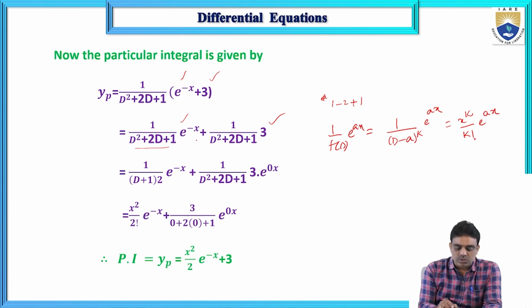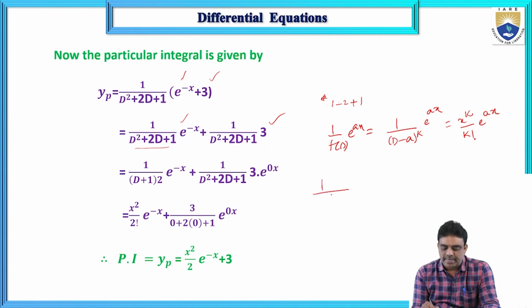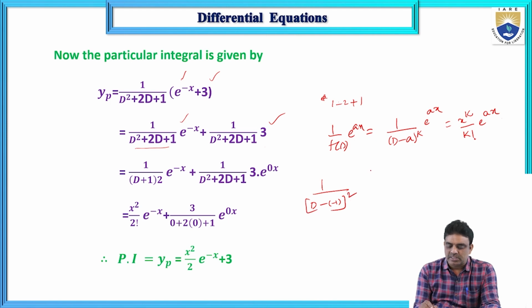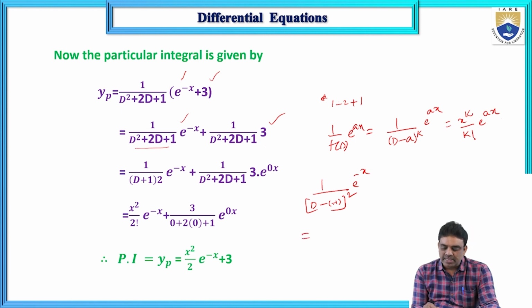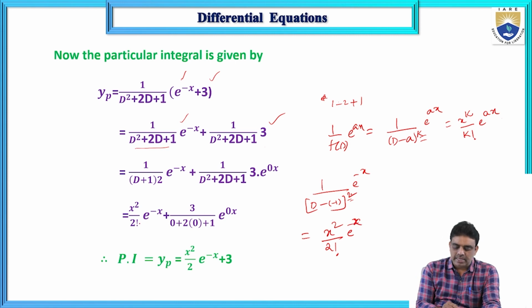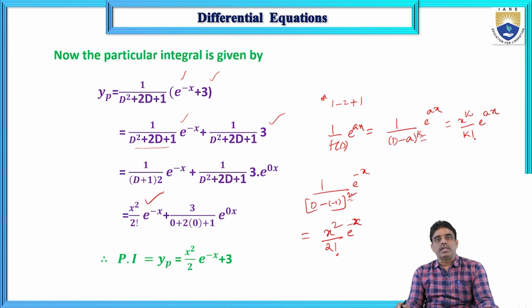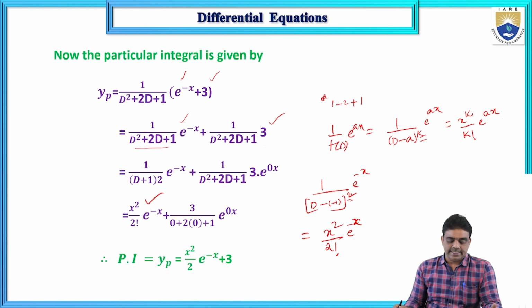So I am writing this whole thing as 1 by d minus of minus 1 whole square, that is 1 by d minus a whole power k of e power minus x notation. So what is the formula for this? X power k by k factorial of e power minus x. K is equal to 2 here. This is x square by 2 factorial into e power minus x.